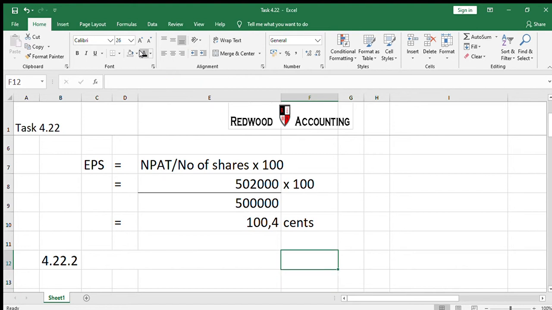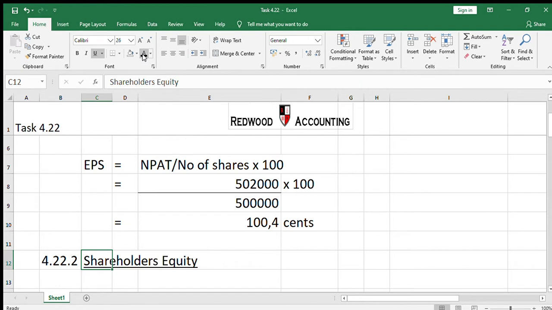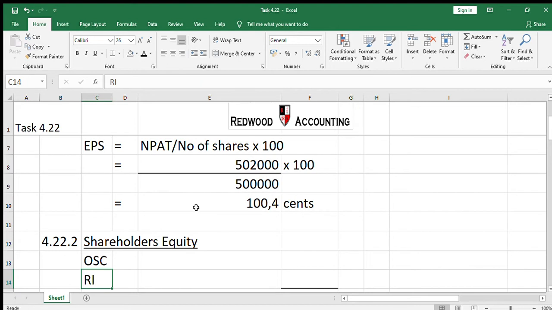Okay, so we have to calculate how the shareholders' equity and the retained income will change. So firstly, for shareholders' equity, how is shareholders' equity going to change? Remember, shareholders' equity is made up of ordinary share capital and retained income. So how will the ordinary share capital change? How will the retained income change?